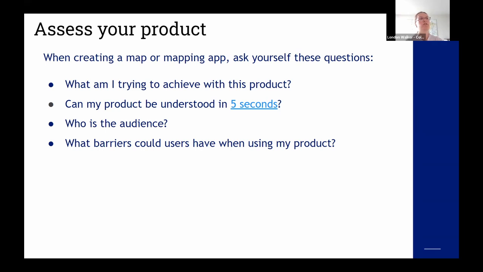Can my product be understood in 5 seconds? If your product is too complicated to understand the general purpose in 5 seconds, it's probably too complicated for your users. Who is the audience? If you're making an app for the Institute of the Blind, make sure you have alt text. What barriers could users have when using my product? This one is usually more helpful to have someone else test, at least for me.